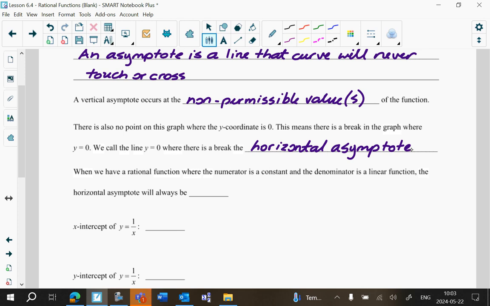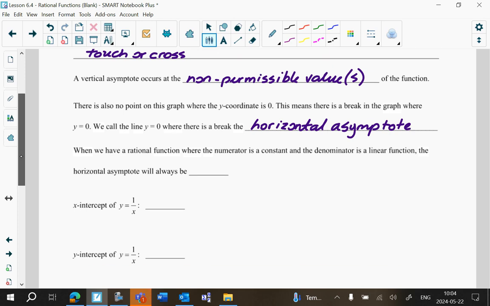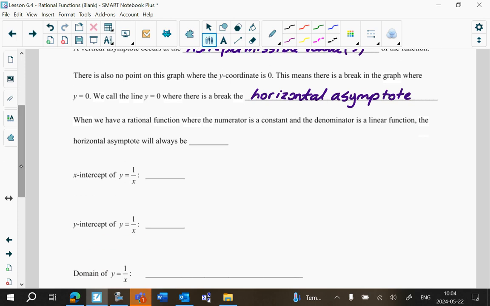For our purposes, every time we do one of these rational function graphs this year, the horizontal asymptote will always be the x-axis. Always. The vertical will change, or there could be more than one. But for our purposes, the horizontal one will always be y equals 0, which is the same thing as the x-axis. So whenever you graph one of these, you're going to put that in. The vertical will change. We'll see in a second.